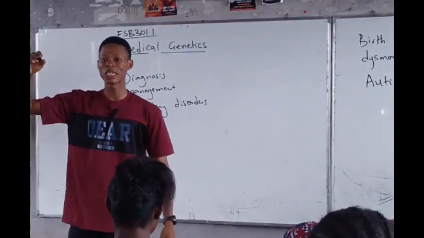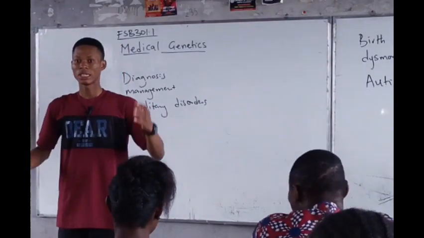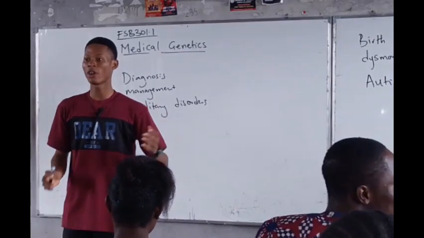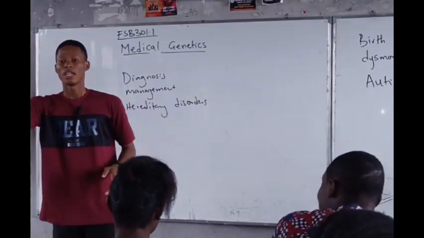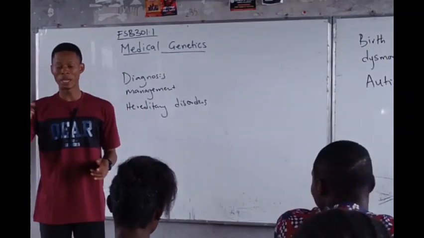So medical genetics is the branch of genetics that deals with what? The diagnosis and what? Management of hereditary disorders. Good. Let's take for example sickle cell anemia.